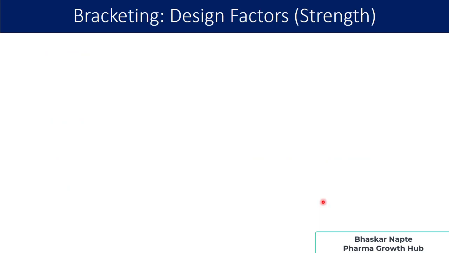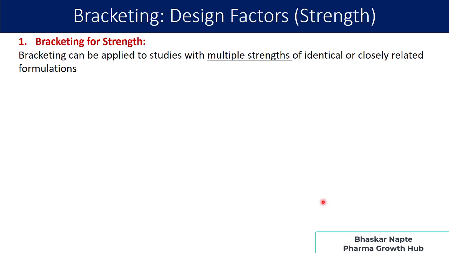Let us now talk about the first factor, that is the strength. How can the strength factor be used? Bracketing can be used for a product with different strengths, as we just talked about, certain 20, 40 and 80 mg tablets. Now they are different strengths, but when is it applicable? Bracketing can be applicable for the different strengths only and only with identical or closely related formulations. So if these multiple strengths have identical or closely related formulations, then only can the bracketing design be applicable for the strengths. Now what is meant by identical or closely related formulation?